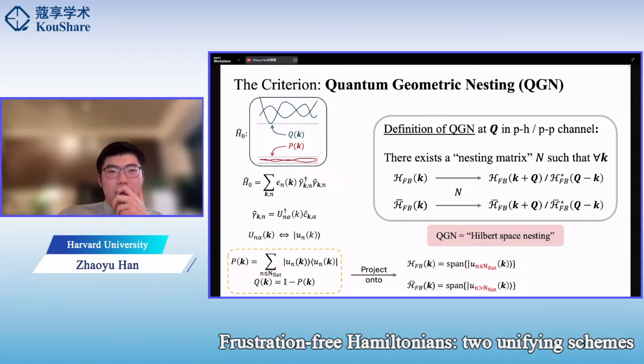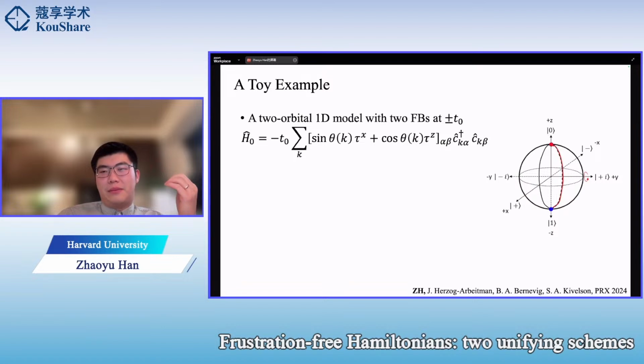Okay, let me give you a simple example. So let's consider a two-orbital 1D model with two artificial flat bands given by this Hamiltonian. It's defined by a zeta function of k, which simply specifies where these eigenstates are on this big circle of the Bloch sphere on the xz plane, since we only use tau x and tau z here, the Pauli matrices.